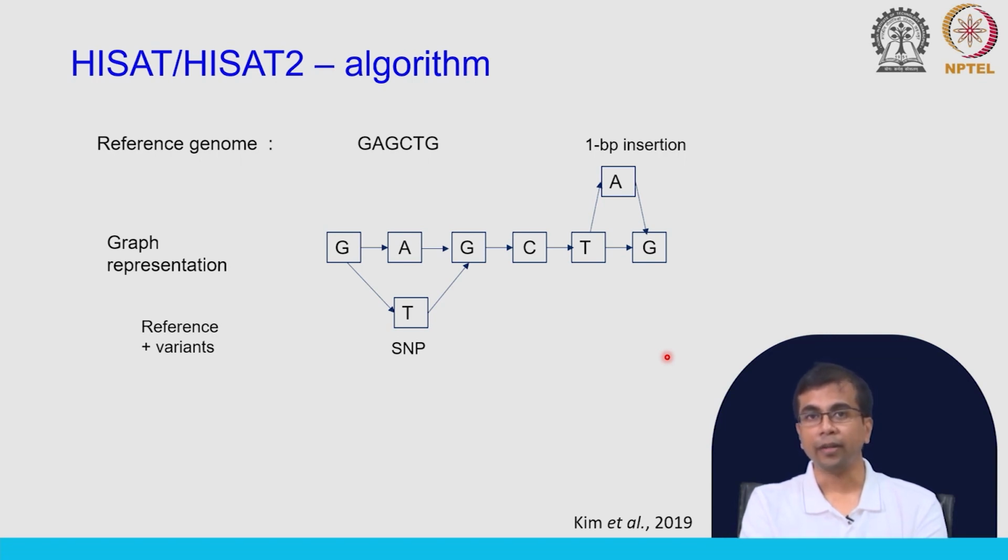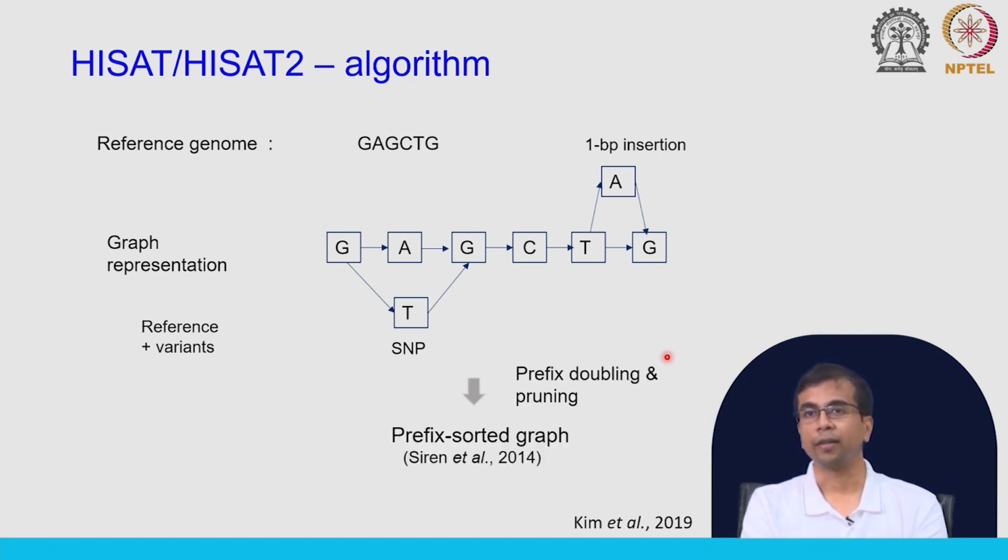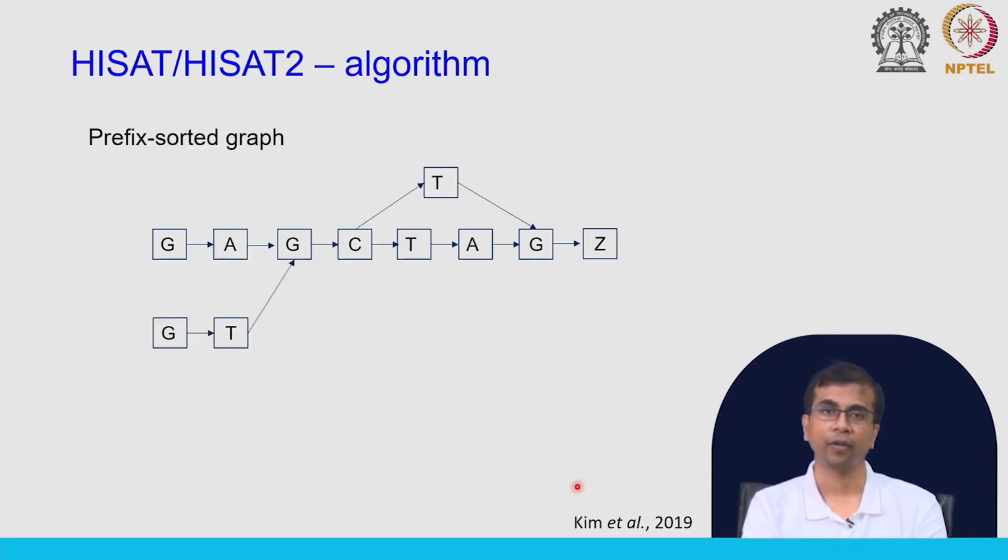Okay, so, once you have built this graph, what you do is something called prefix doubling and pruning, and you generate something called a prefix sorted graph. Okay. I am not going into the algorithm and how you generate this prefix sorted graph. This is actually developed in this paper, and they use this here, and they generate this prefix sorted graph, which would look something like this. Okay. Again, we have to understand the process of generating the prefix sorted graph before you actually get here. Okay.